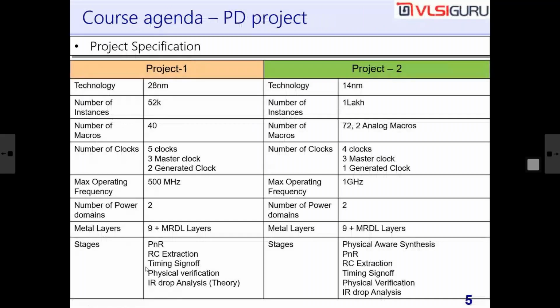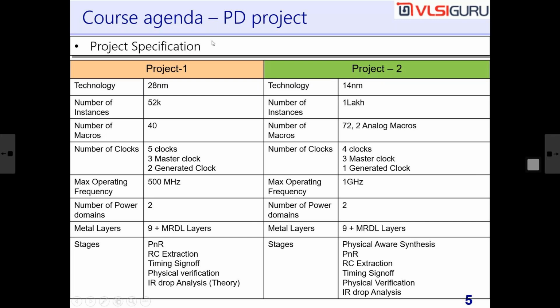We have 2 projects. One project is on 28 nm, another project is on 14 nm. Here I'm discussing only with Synopsys. After Synopsys, immediately we'll go to what? Cadence. That is a separate project again. This I'm showing only for Synopsys. So these are the information.